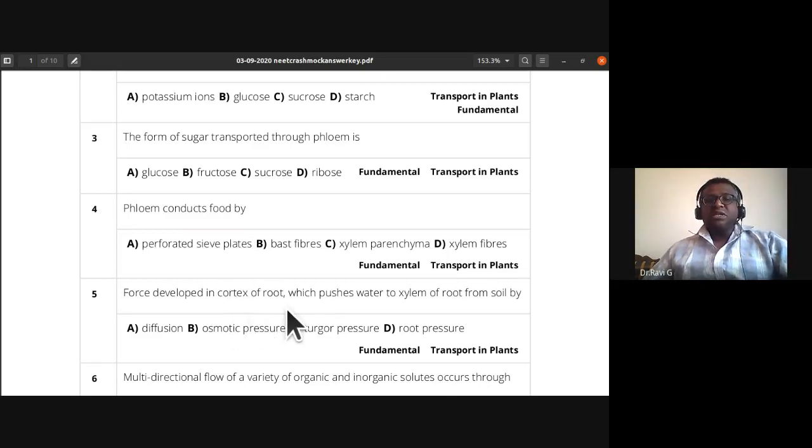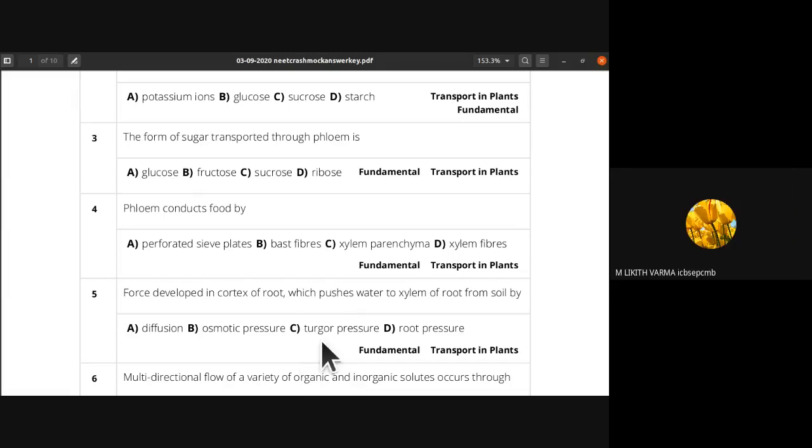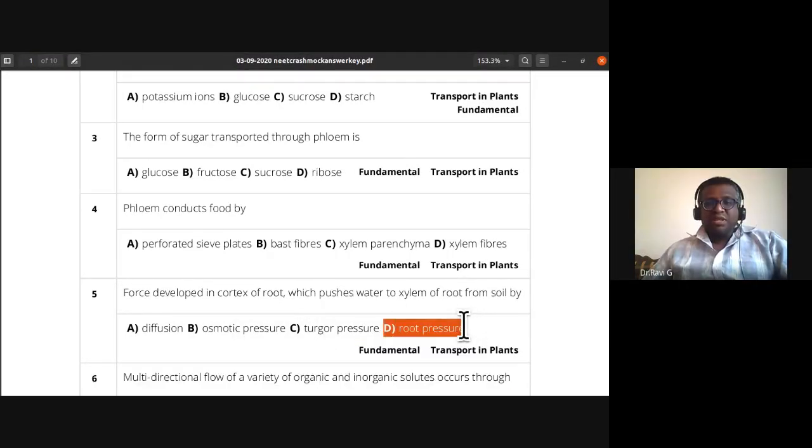The force developed in the cortex of root, which pushes water to xylem of root from soil, is by the root pressure. Okay. Yes, it is the root pressure. So D is the answer. The force developed in cortex of root, which pushes water to xylem of root from soil. Okay, so let me check it again, whether it is root pressure or osmotic pressure.